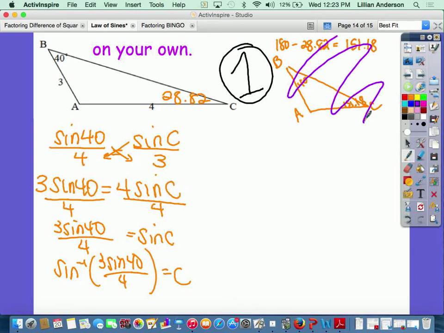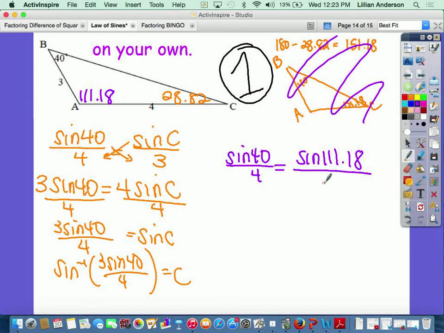So I don't even worry about this now. I just go ahead and I finish off this problem. 180 degrees in a triangle, so what's angle A? 111.18. Awesome. And then to find side A, I use what I'm given, which would be side B. And then I use the sine of 111.18 over A. Cross multiply.